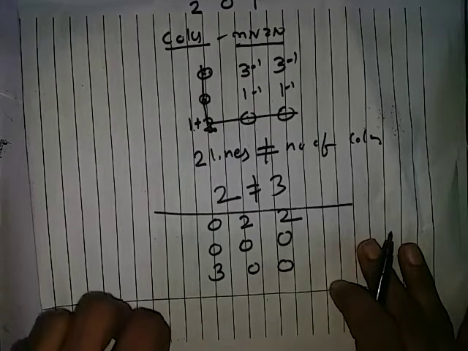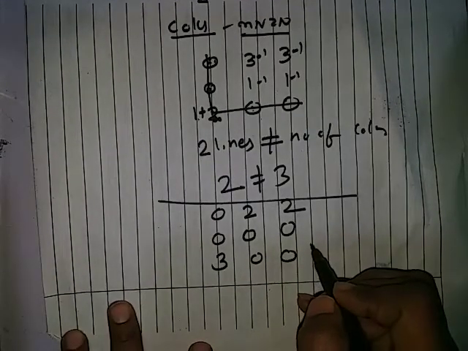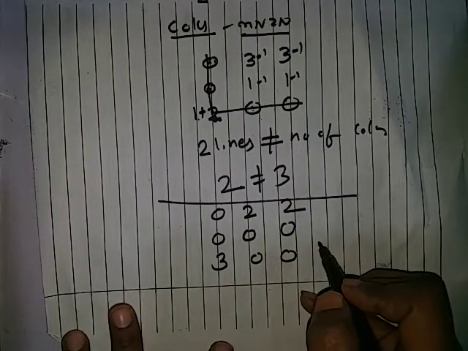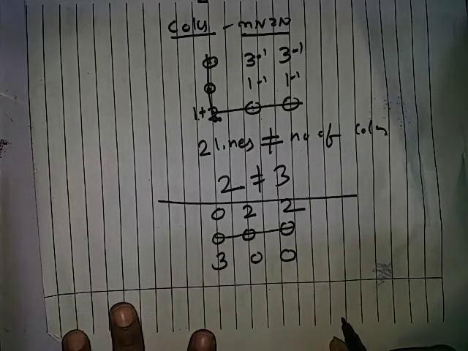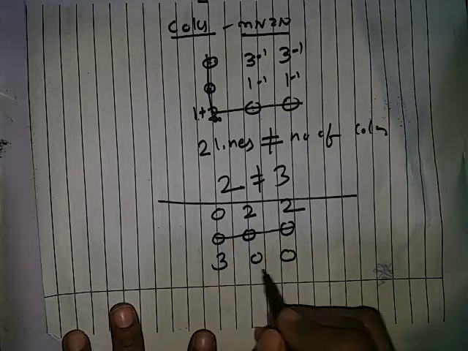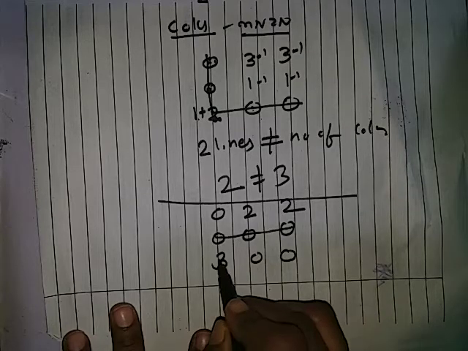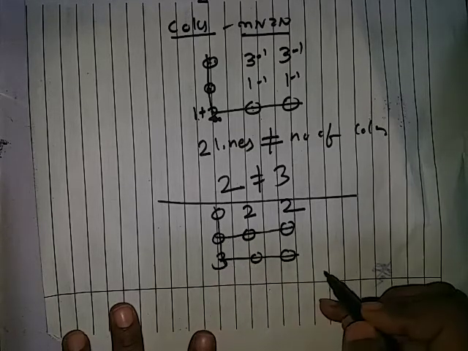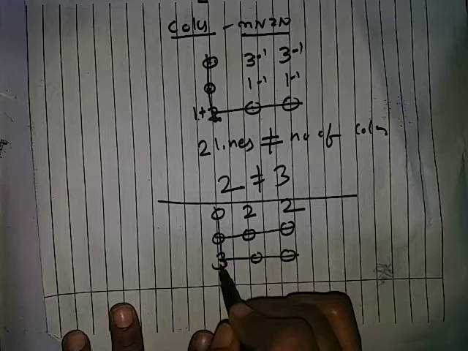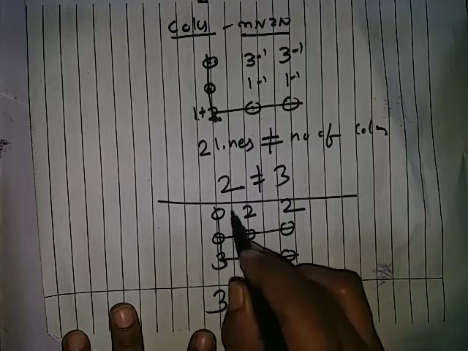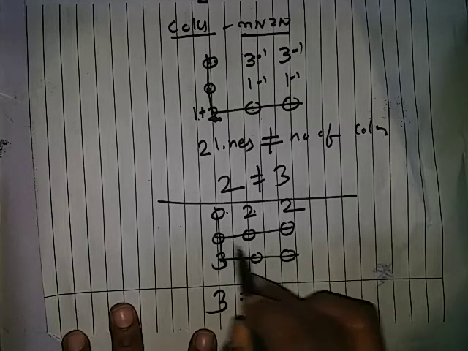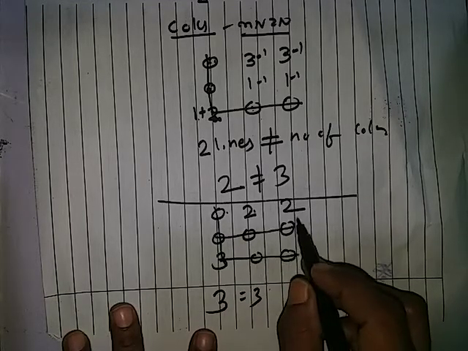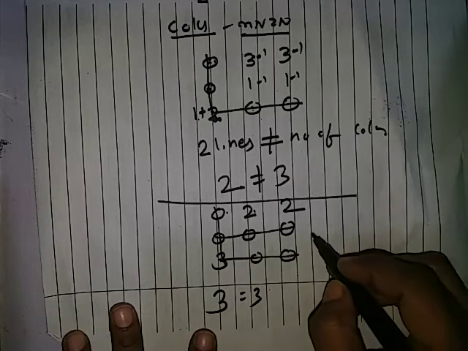So let us check. Let us cover all the zeros with minimum number of lines. Here 3 zeros are there. I am covering with single line. Now I cannot cover these 3 zeros within a line. I have to use 2 separate lines only. So number of lines equal to 1, 2, 3. Number of columns equal to 3. So minimum number of lines to cover all the zeros equal to number of columns or number of rows. So we have reached the final matrix.